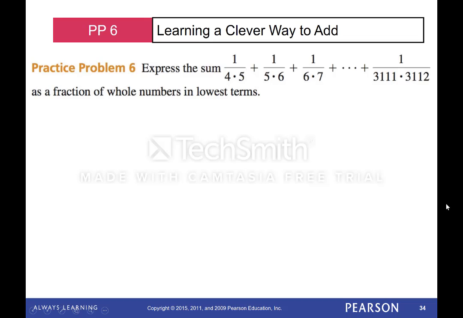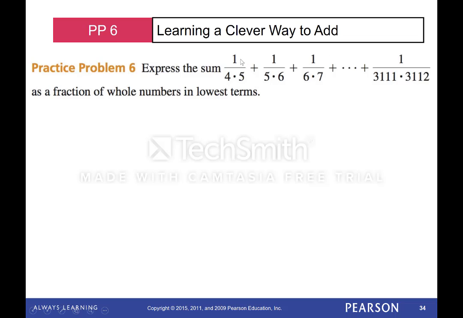So the question is this: if you were to add up 1 over 4 times 5 plus 1 over 5 times 6, or we would just say 1 over 20, 1 over 30, 1 over 42, all the way to the product of 3,111 times 3,112. Is there a way that I can get the answer to this? Well, turns out there is. Let's go for it here.